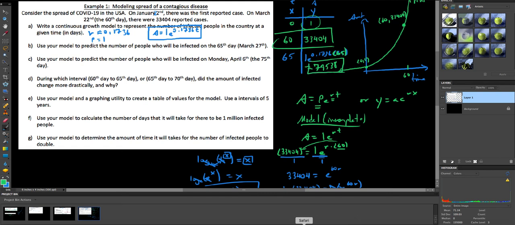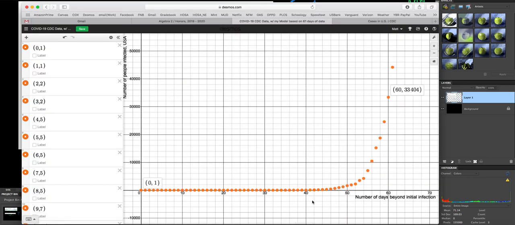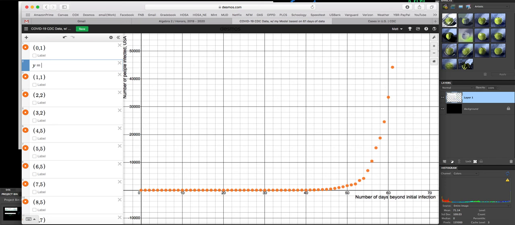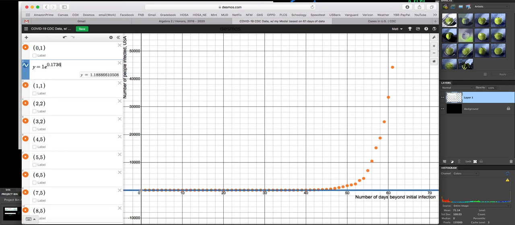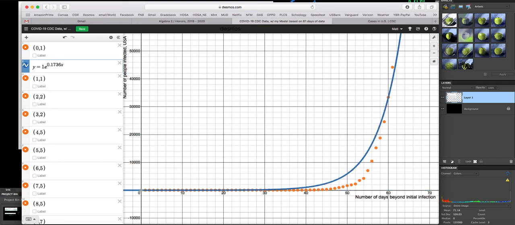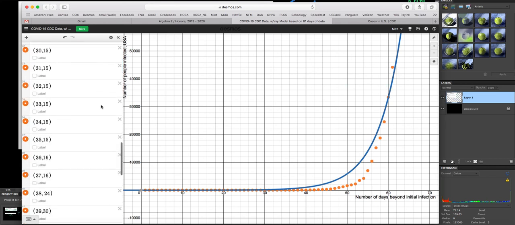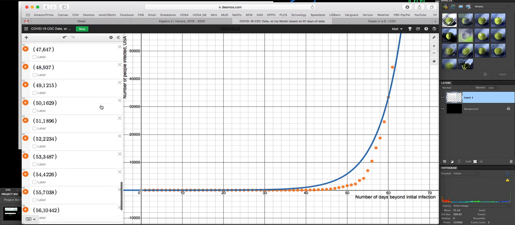And so, how good does this model actually do? I mean, we see this data here. Let's do some things. First of all, let's graph y equals 1 e to the power of 0.1736 x. So you can see that our model here kind of goes through the data pretty well. It misses a lot of data points on the underside here, and then it misses them on the upper side here.